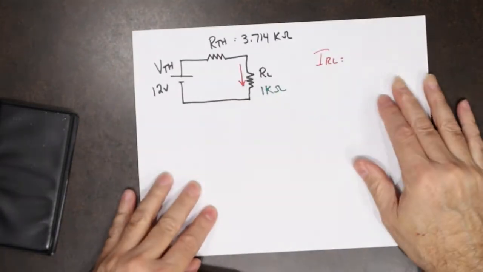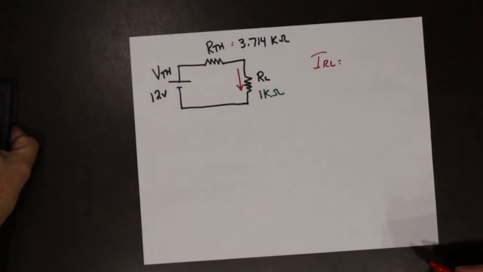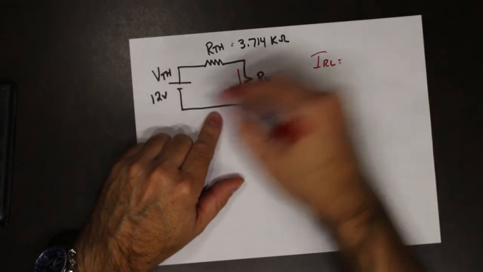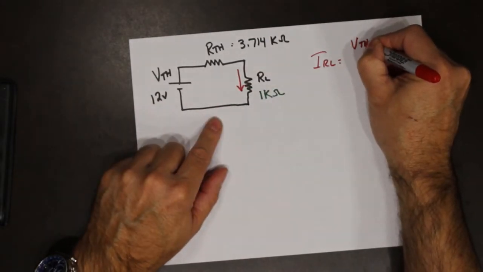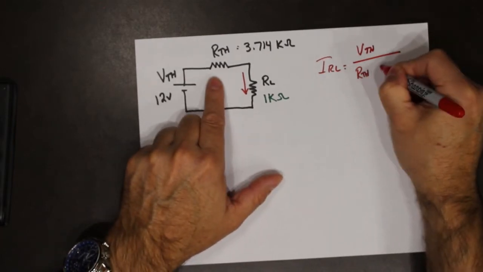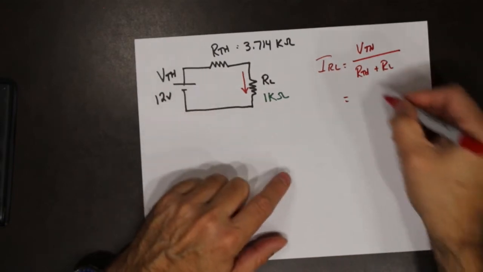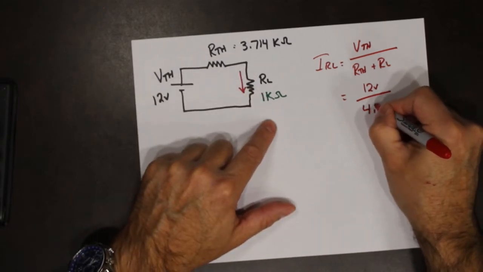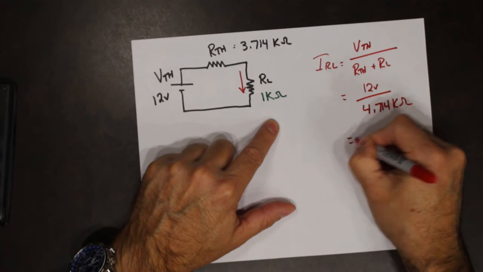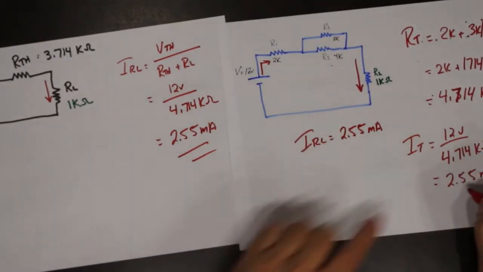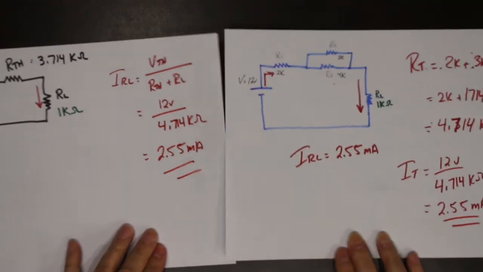Let's look at the equivalent. IRL is equal to V Thevenin divided by R Thevenin plus RL. So that becomes 12 volts divided by 4.714 kilo ohms, which is 2.55 milliamps. They are equivalent.